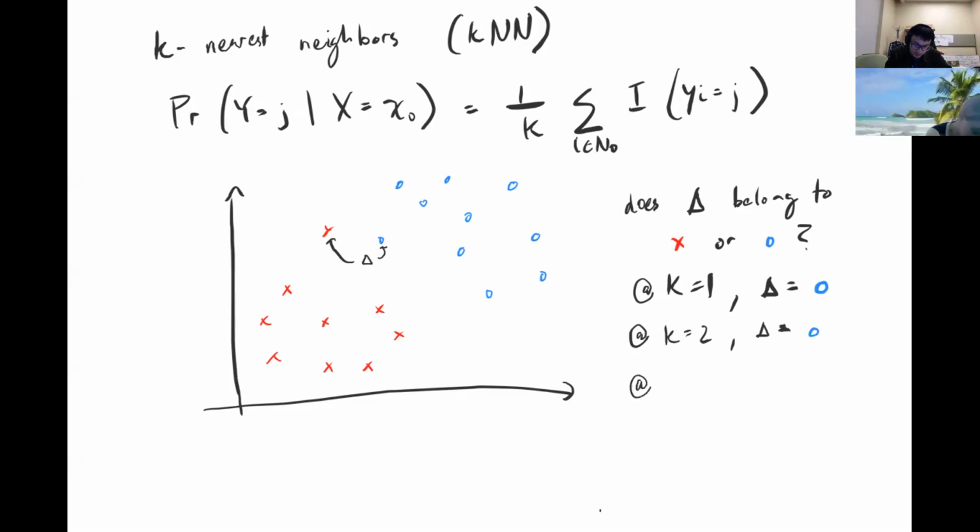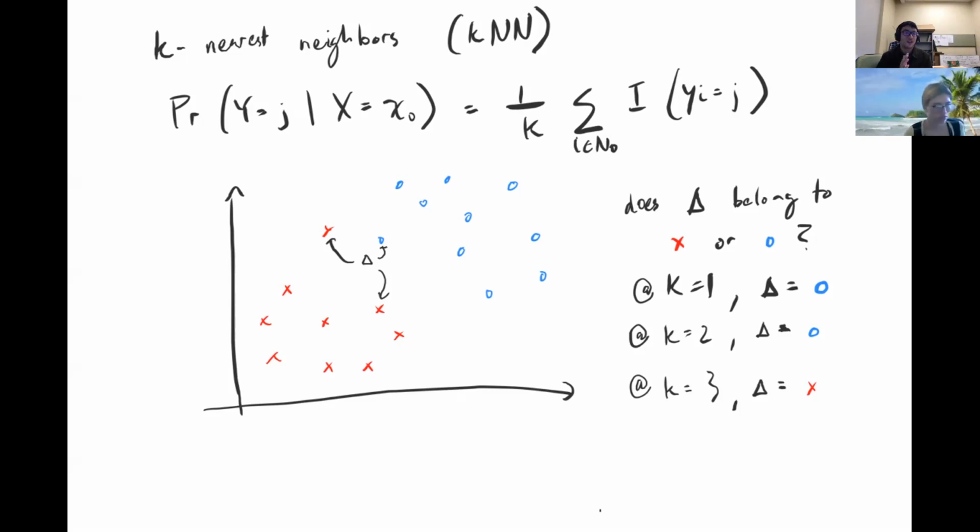What about at k equals 3? Well, those are my first two closest, and the next closest to me is this guy. So at k equals 3, I would classify the point as a red X. So this is the principle of k nearest neighbors. You just look at the closest points to you, and you figure out what class they belong to, and the class with the most elements will be the winning classifier. It's going to be the highest probability, essentially.